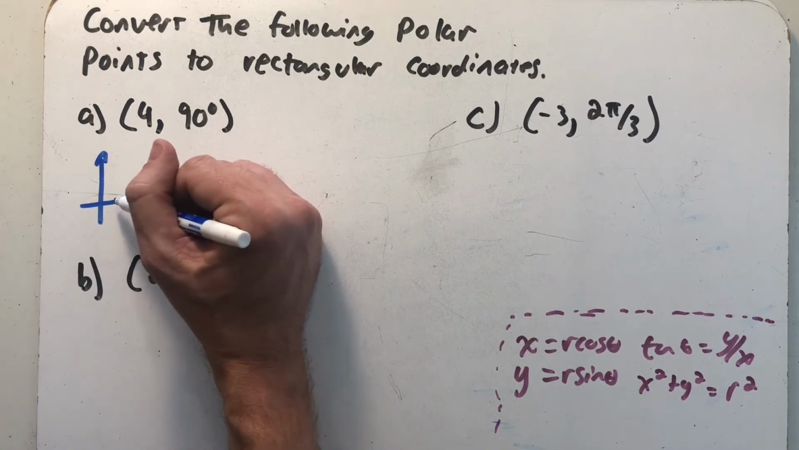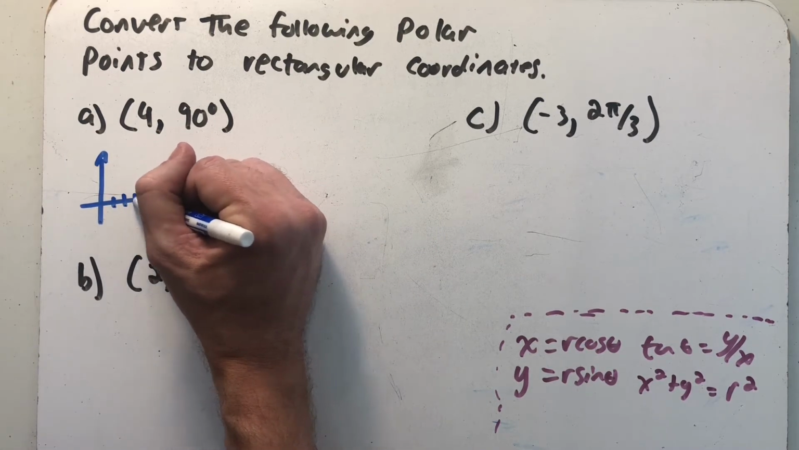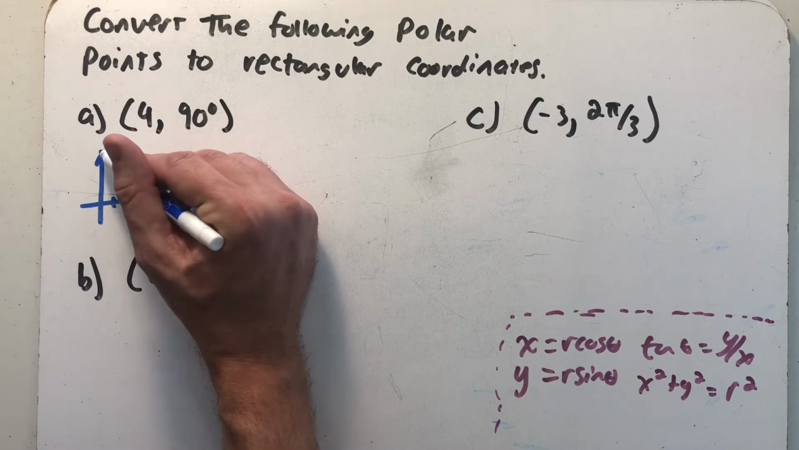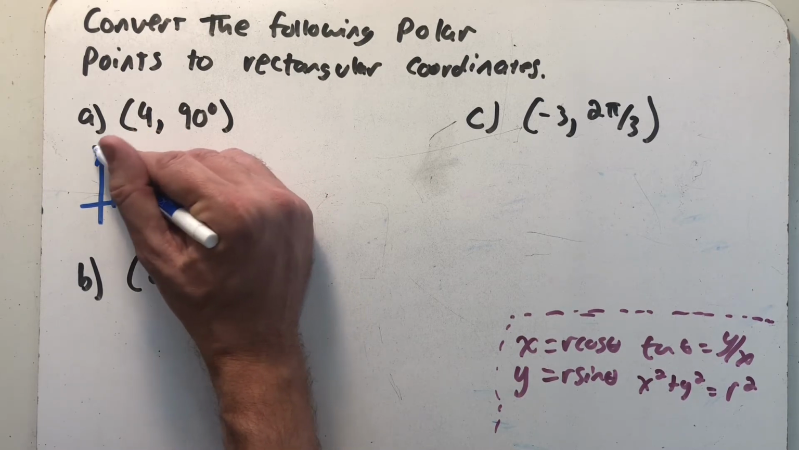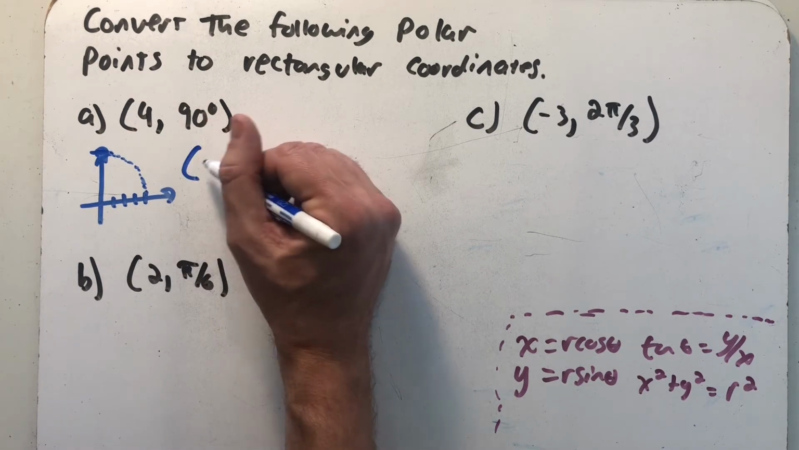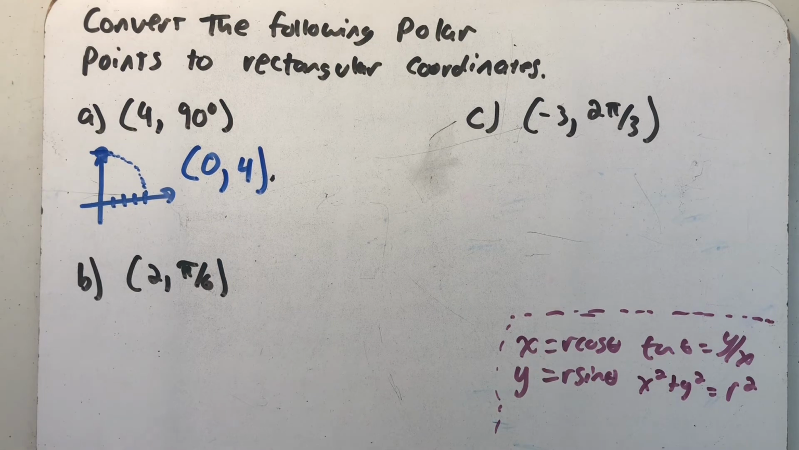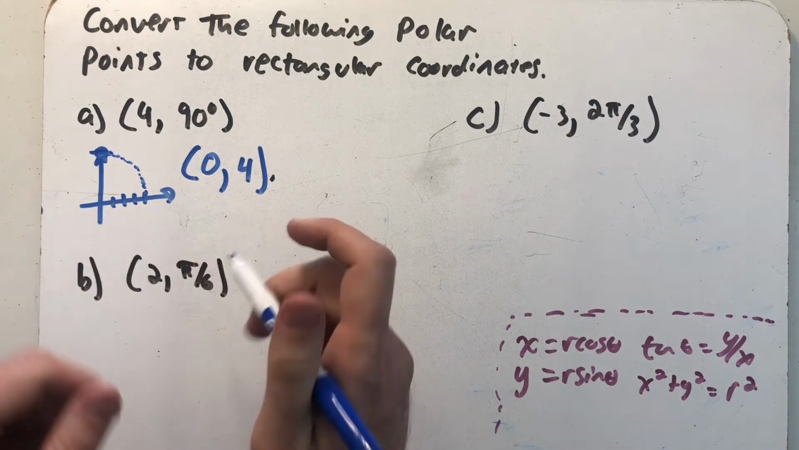I know I'm 4 units away from the origin, so I'm somewhere on a circle of radius 4, but if I rotate it to the angle at 90 degrees, I'm just at this point right here. So if I think about that, the x-coordinate is 0 and the y-coordinate is 4, I'm just a point on the y-axis. And I could certainly use my relationships, but I think plotting that point is the most efficient way of finding its rectangular coordinate.